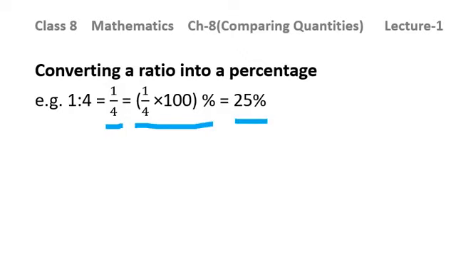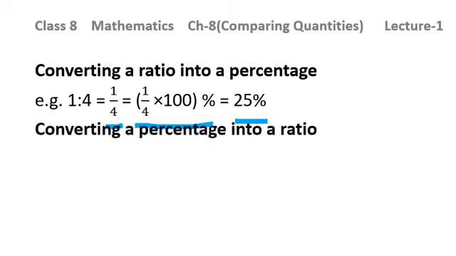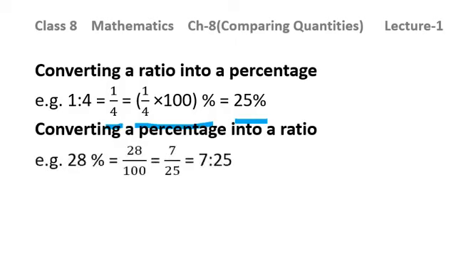Now let us see the opposite case, vice versa, converting a percentage into a ratio. Let us see the example. 28% is given to you, and you need to convert it into a ratio. If a percentage is given to you, the denominator will be 100. So it will be 28/100. After cancelling out, you will get 7/25, and then simply put the ratio sign in between 7 and 25. So this will be the answer. So 28% is equal to 7:25.